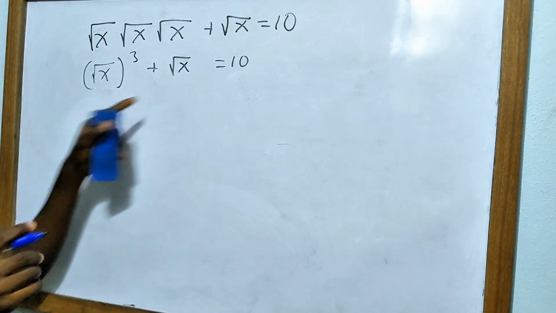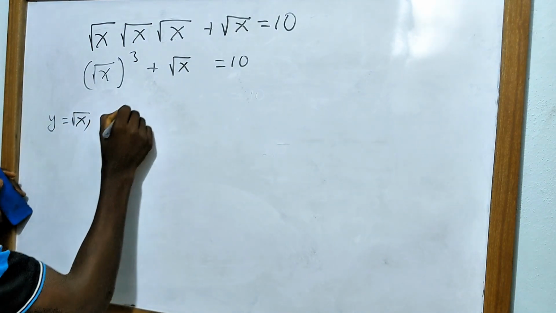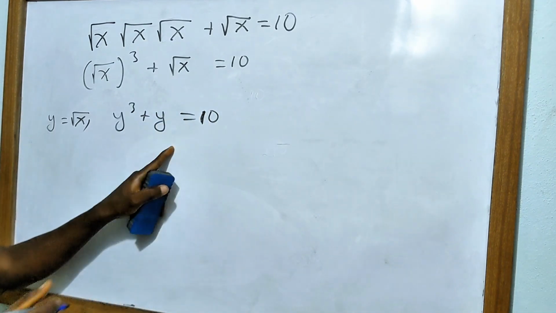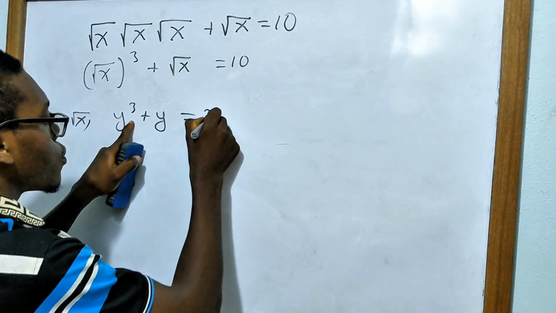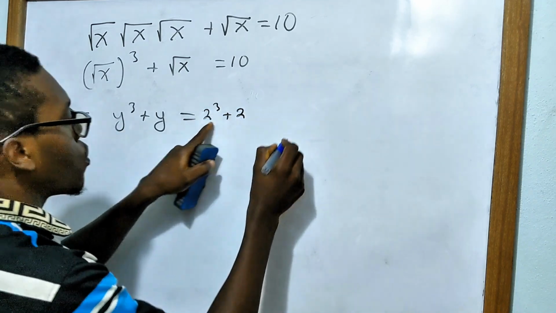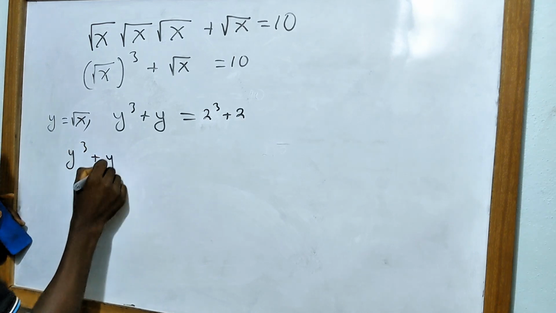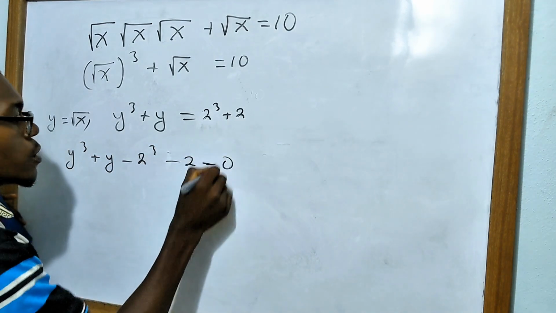For it to be really clean, I can say y is equals to root x, so that you have y cubed plus y equals to 10. At this point, I think you're seeing it work. Okay, and 10 can be as what? With cube, that is 2 cubed plus 2, that will be 8 plus 2. Okay, we bring everything here to have y cubed plus y minus 2 cubed minus 2 equals to 0.